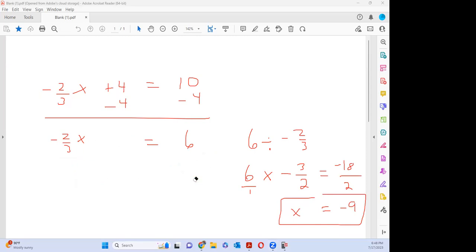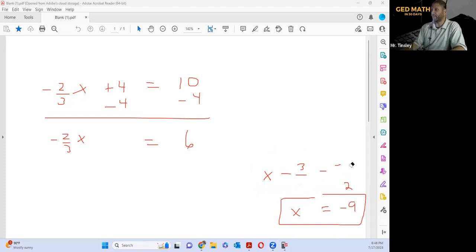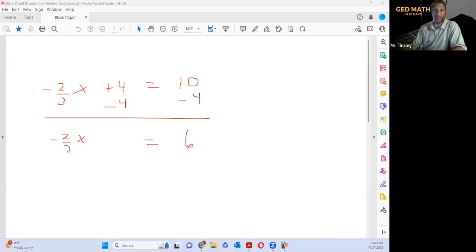And you can do it. You can use your calculator. But I'm going to show you how to do it by hand. If you know how to set it up, you can use your calculator. I don't have any problem with that. But this is how I would do it.